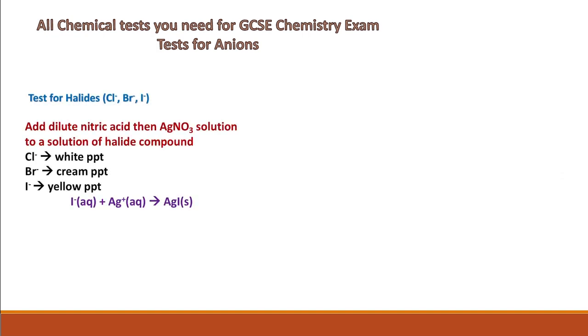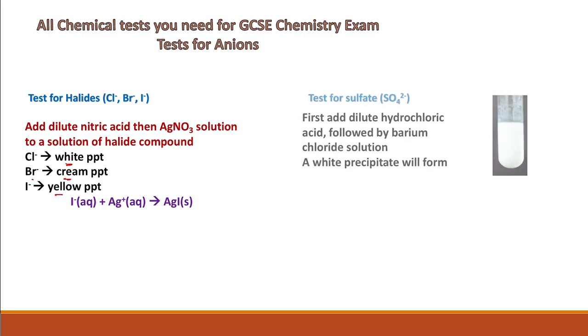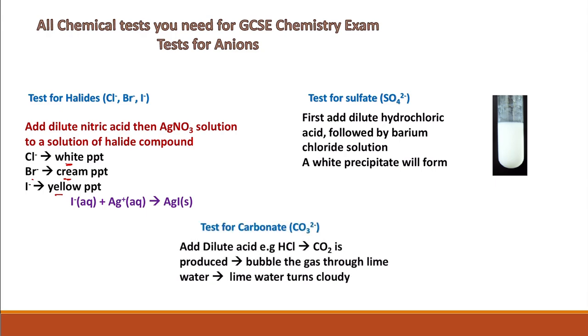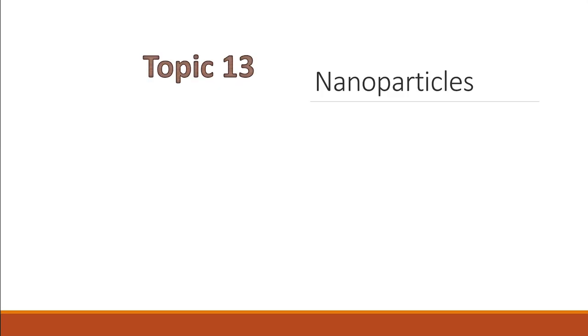Test for anions. Test for halides: chloride, bromide, and iodide. When you add dilute nitric acid first and then silver nitrate solution to the solution of the halide compound, chloride will give you white precipitate, bromide cream precipitate, and iodide yellow precipitate. Test for sulfate: first you add dilute hydrochloric acid, then barium chloride solution, and a white precipitate will be formed. And then test for carbonate. You add dilute acid like HCl, carbon dioxide is produced, and then you can bubble the gas through lime water, and lime water will turn cloudy.